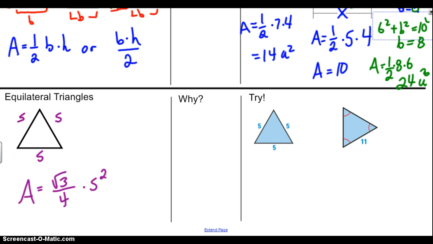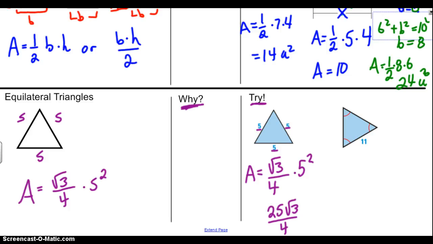Now, it's a little confusing how we get to that, and so we'll leave the why for in class, but let's just use that formula. If I've got an equilateral triangle right here with sides 5, 5, and 5, then my side length is 5, and the area is the square root of 3 over 4 times 5 squared. 5 squared is 25, so the area is 25 square root of 3 over 4. Pause the video here and just try setting up the next one.